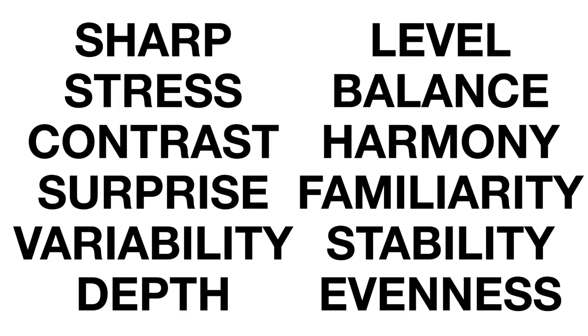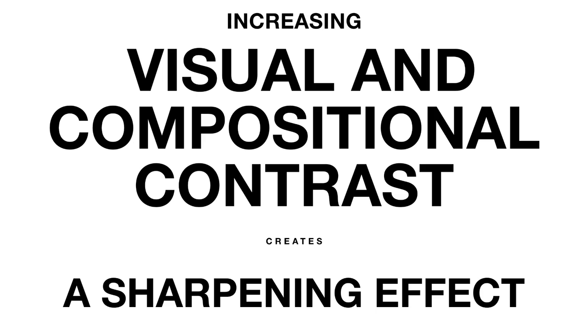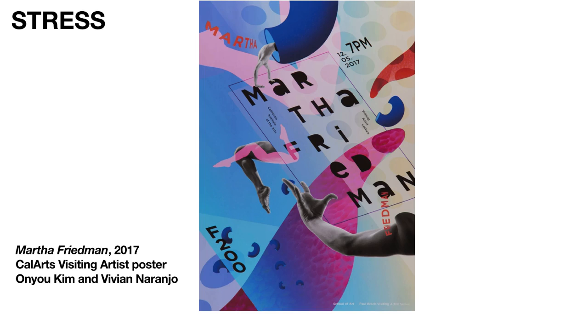So to summarize, increasing visual compositional contrast creates a sharpening effect. Decreasing visual contrast creates a leveling effect. So let's look at two posters from the CalArts poster archive that use sharpening as an approach to composition. In this first example, designed by Onyu Kim and Vivian Naranjo, there's definitely a sense of being off balance in the composition. The elements feel as though we've caught them in a moment of free fall, kind of moving through space and spilling off the page.